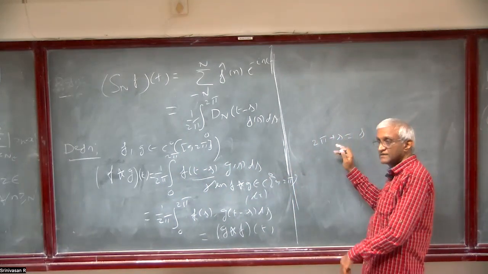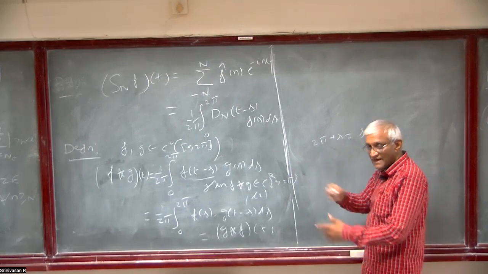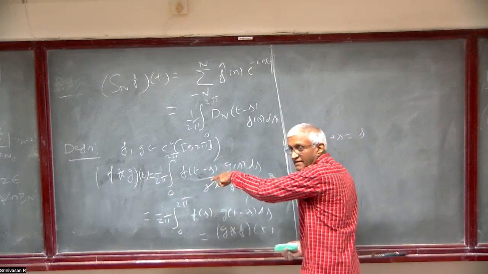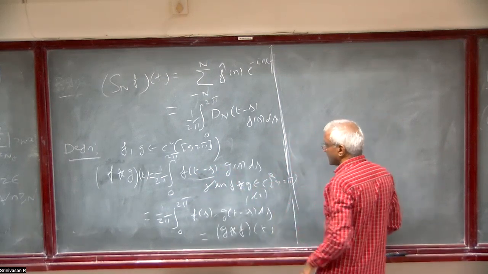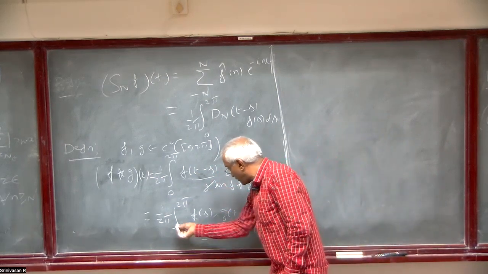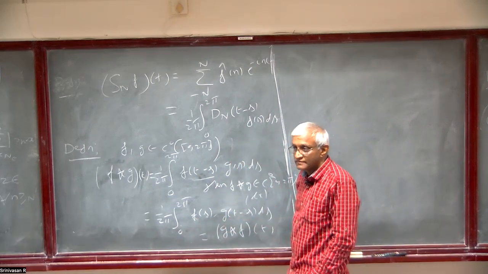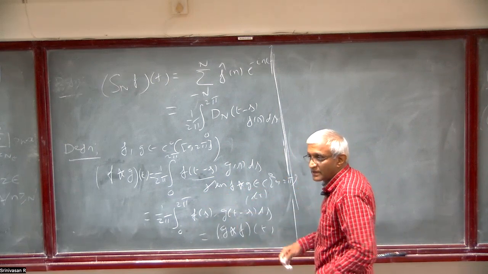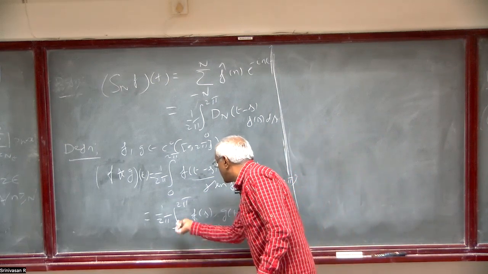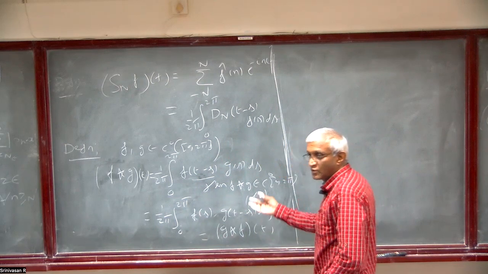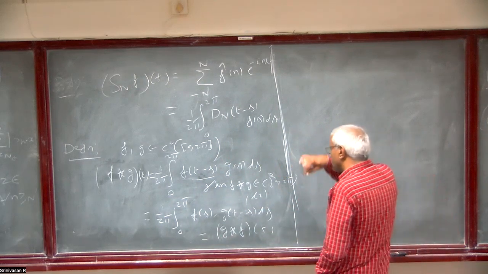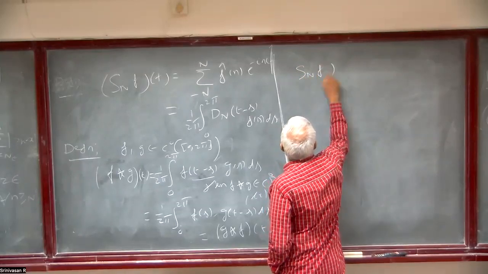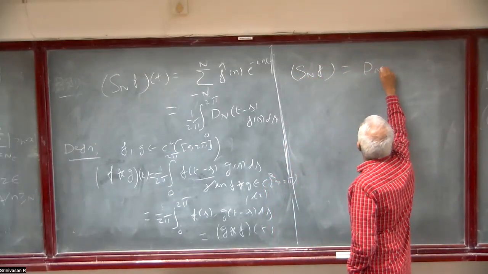If it goes beyond 2 pi or below 0, then we identify that. Modulo that only, this addition is defined. So if you use that, it will follow. Maybe you get it as two integrals, you can sum it, it will be from 0 to t and t to 2 pi or something. You can check it. So this is true. So what we have is Sn of f is nothing but Dn star f.